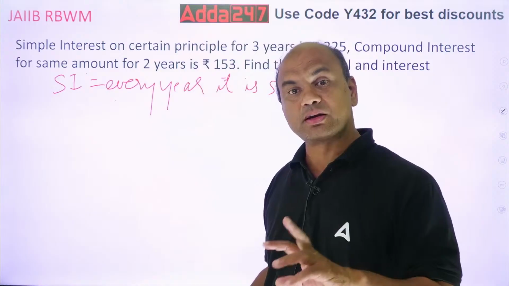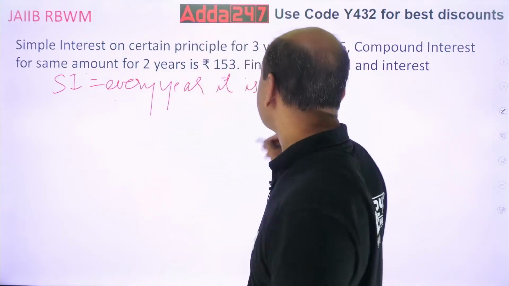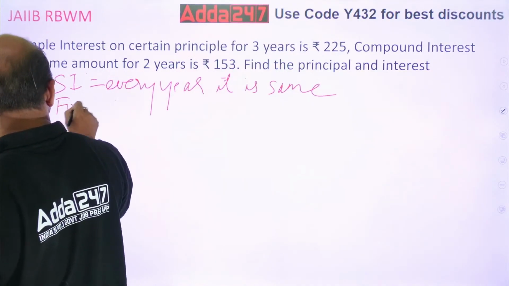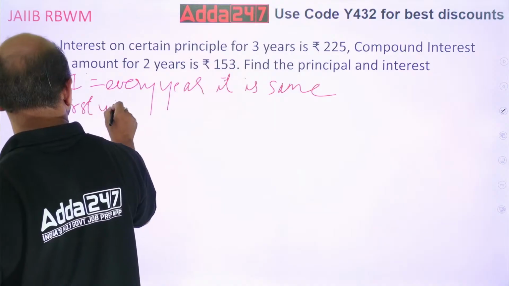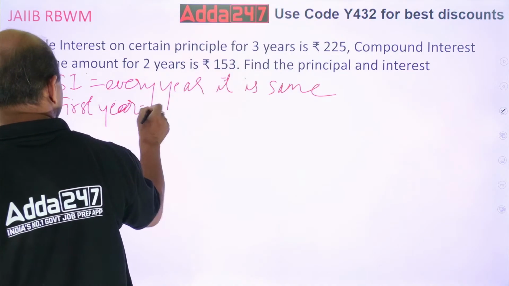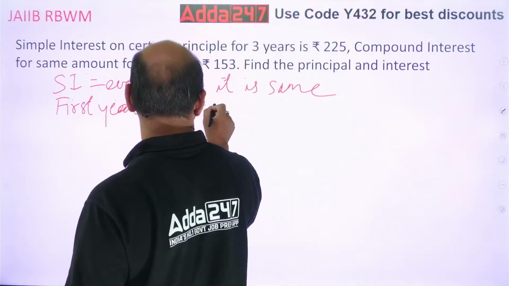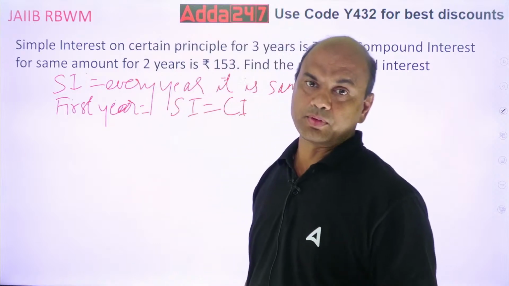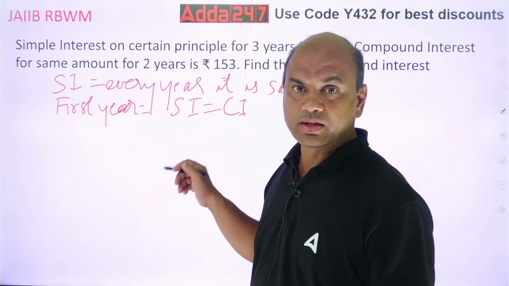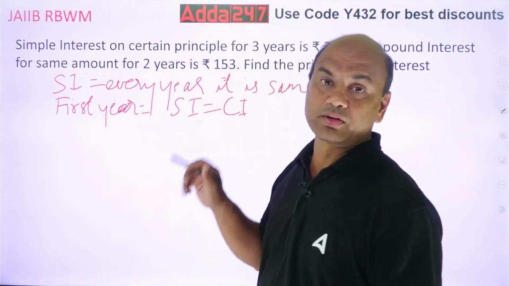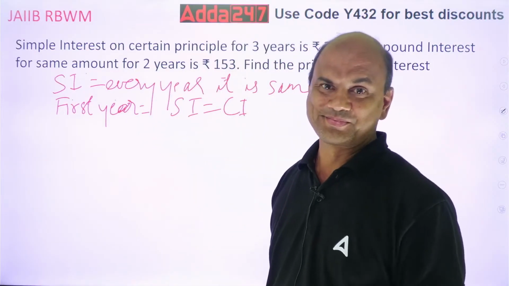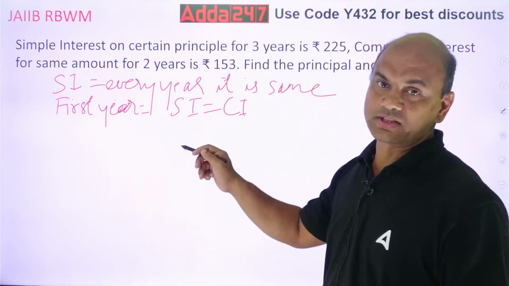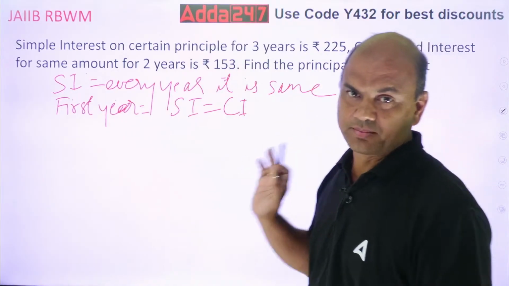First year, both simple interest and compound interest will be the same. Kindly note this also. First year, SI equals CI, compound interest. For yearly compounding, I am talking about yearly compounding. If I am doing yearly compounding, then in the first year simple interest and compound interest will always be the same.